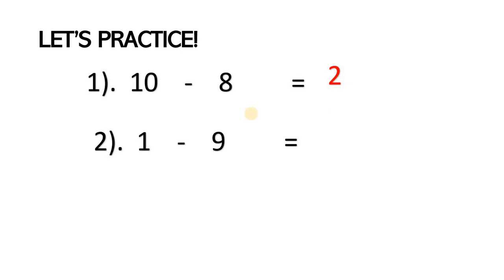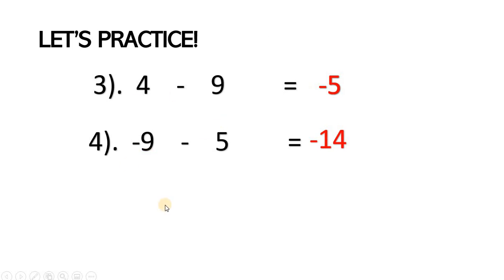For number 2, 1 minus 9. What is the answer? Gamitin natin yung KCC rule. Ayan. Then, the answer is negative 8. Number 3, 4 minus 9. Negative 5. Negative 9 minus 5. What is the answer? Negative 14. Okay, so dito, dinirect ko na ha. And then, last number, negative 9 minus negative 5. The answer is negative 4.